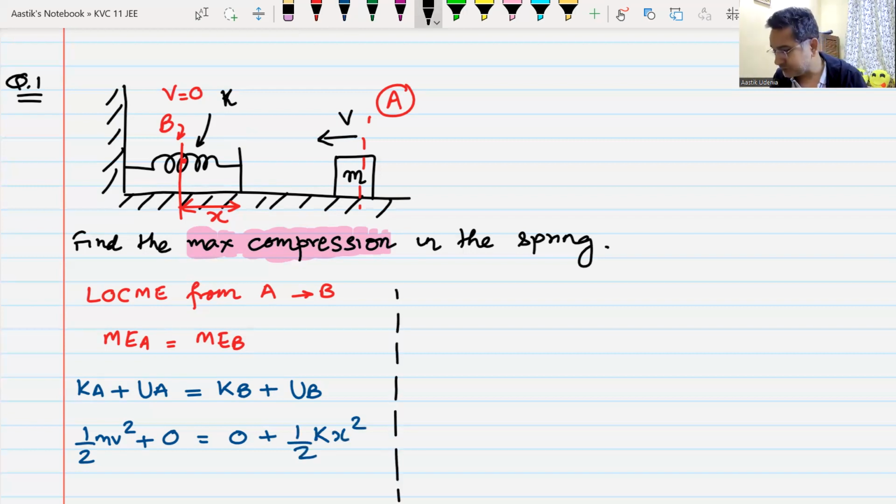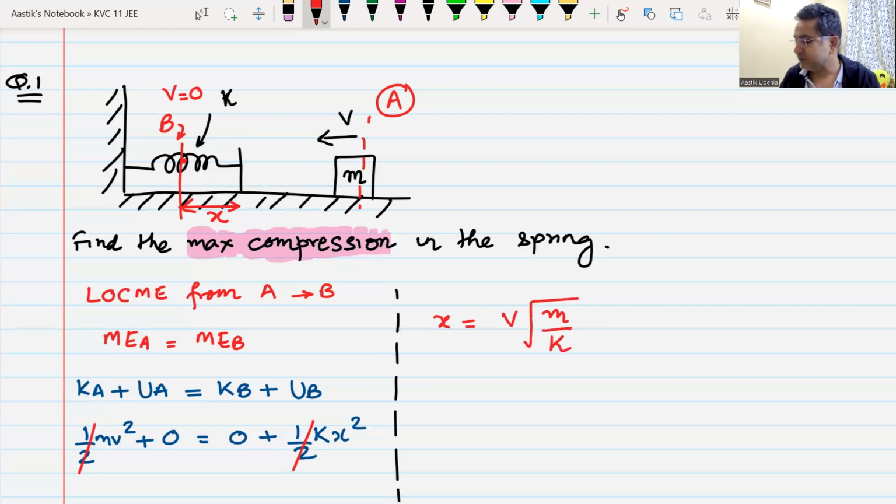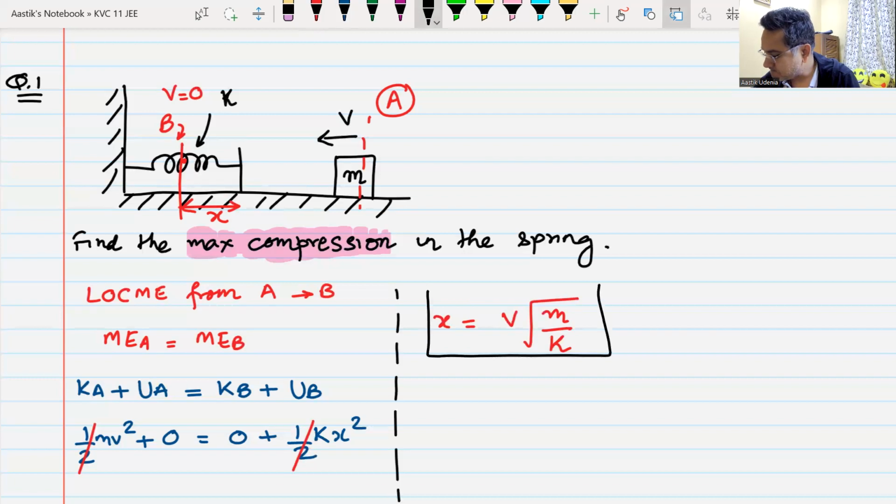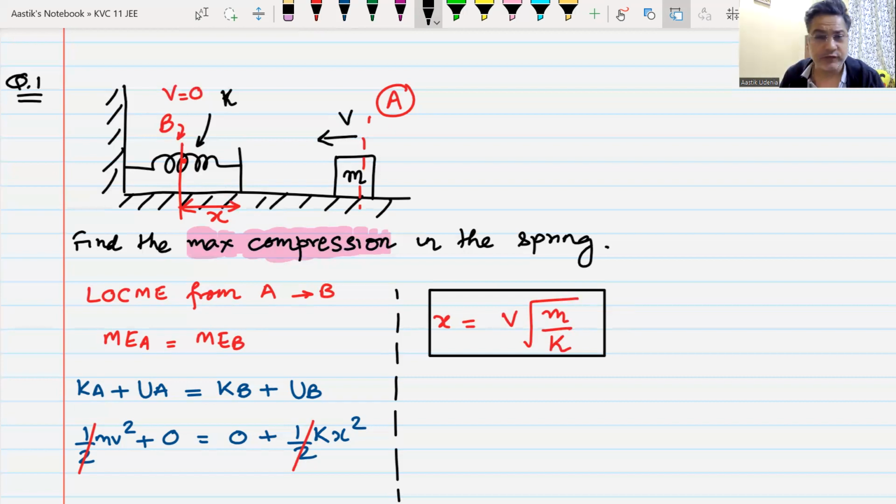That's it. We solve this and we get your answer. Half and half go away and you will get the value of x equal to v into under root of m by k. That is the maximum compression in the spring. Do we understand this? Anyone got the answer for this?